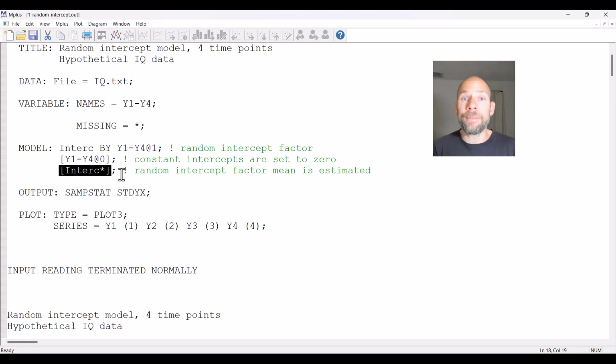What are other parameters of this model? The other parameters that are freely estimated here are the variance of the intercept factor. So we are allowing for inter-individual differences in intelligence.